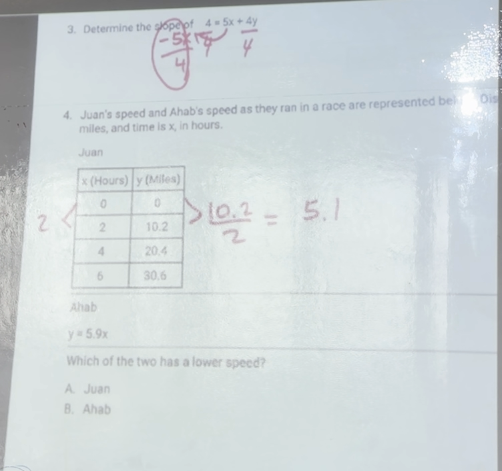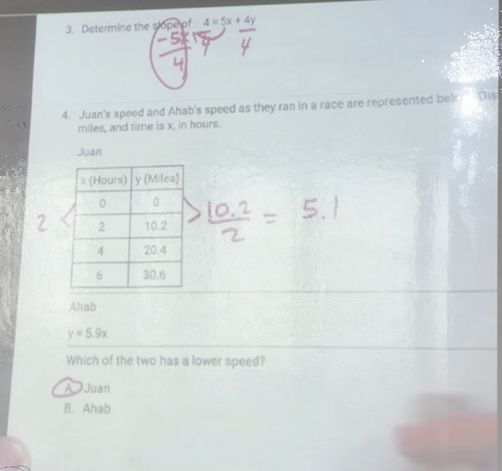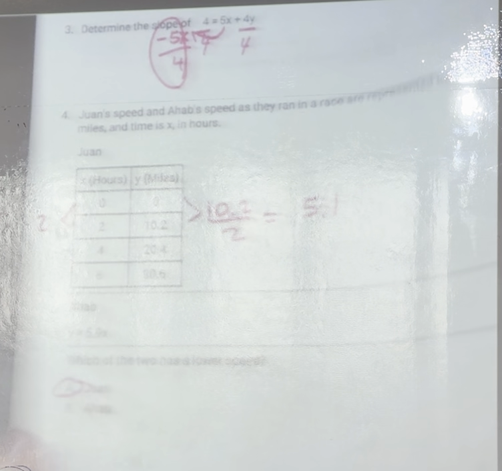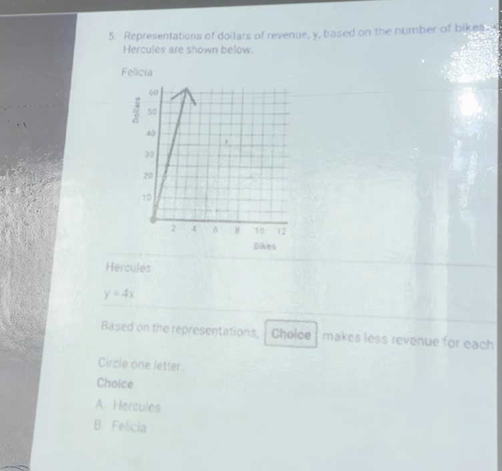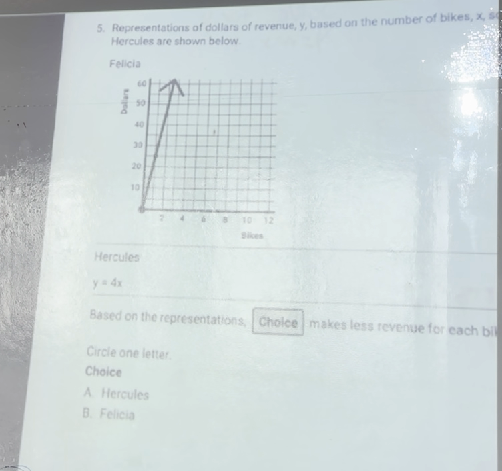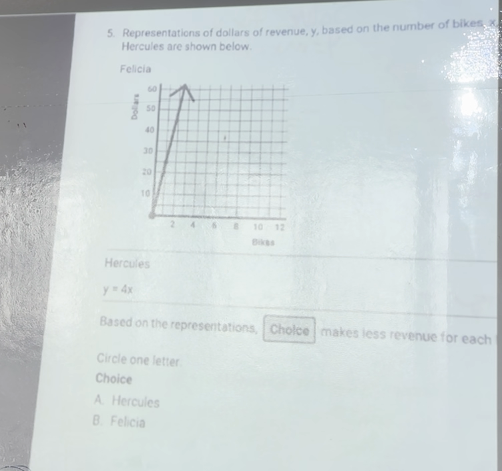And so who's slower? 1 or Ahab? 1. 5.1 is slower than 5.9. So 1 is slower. And what's interesting on this topic, from 22 to 24, that's just 3 test years, there are 6 questions on this topic. So it's heavily tested. Sometimes there's just 1 or 2, but there's actually 6.